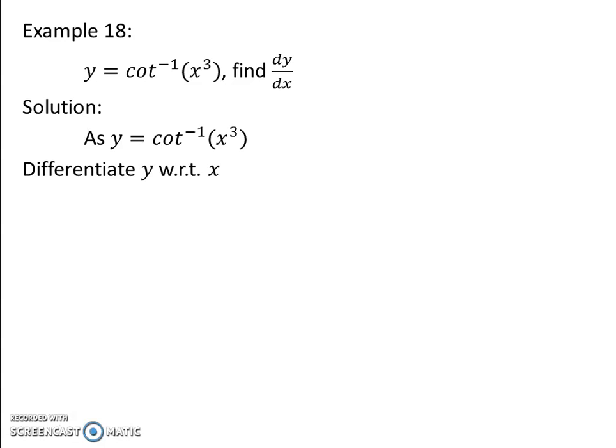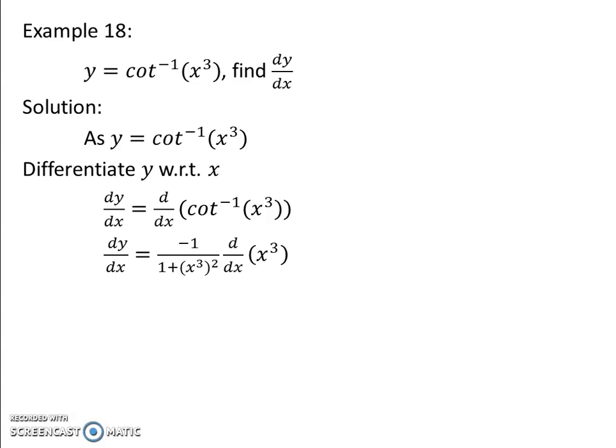So differentiating y with respect to x, therefore d by dx of cot inverse of x cube is equal to minus 1 upon 1 plus x cube bracket square into derivative of x cube, and that is equal to minus 1 upon 1 plus x raised to 6 into 3x square. Simplifying this, final answer is minus 3x square upon 1 plus x raised to 6. So here we have used the formula of cot inverse something.